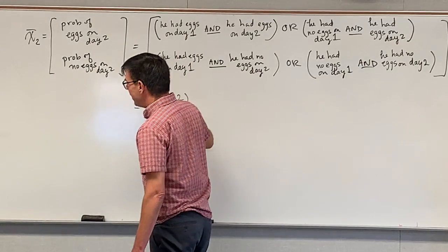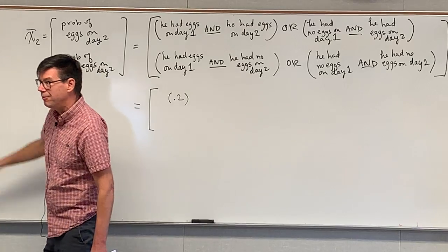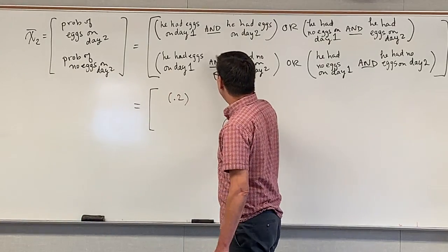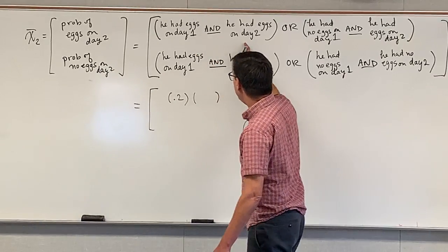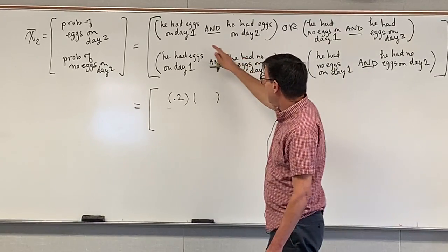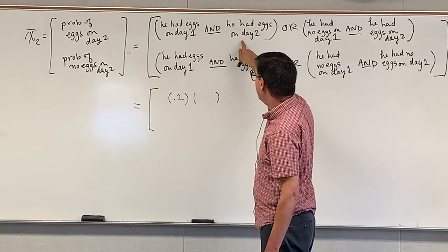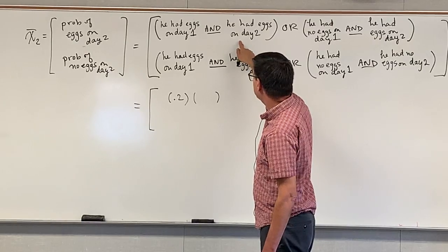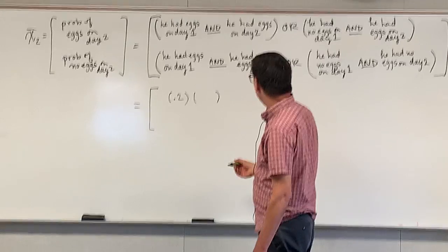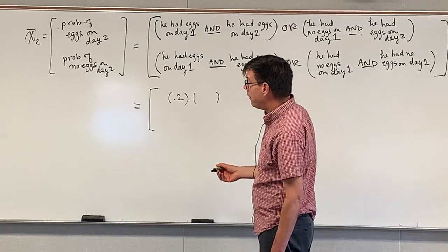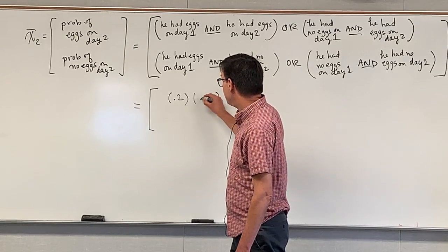So the probability of he has eggs on day 1 is 0.2. That's the tomorrow day, right? The day after today. Now, the probability of one thing happening and another is, if we assume independence here, and we are, that's going to be the product of the probabilities. So the probability that he has eggs on day 2 is going to be, well, if he has eggs one day, the probability that he has eggs the next day is going to be 0.2, right?